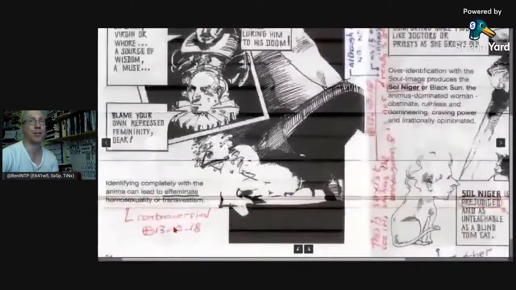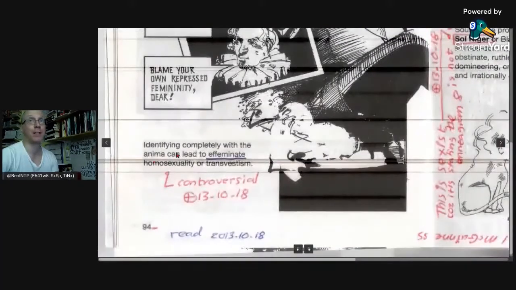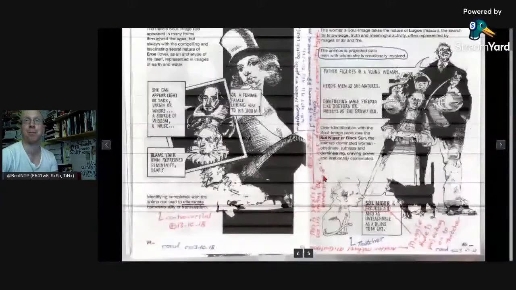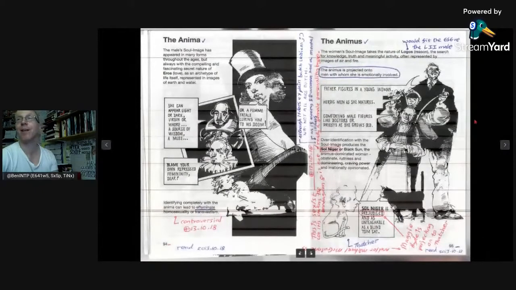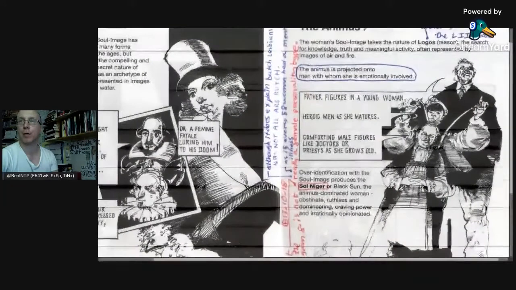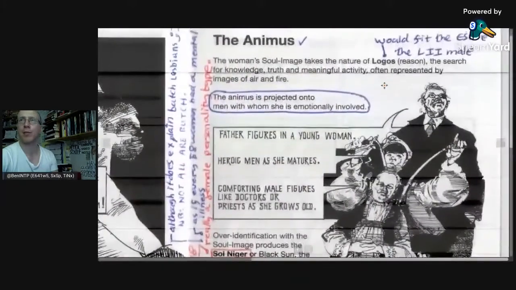And then this is controversial. Identifying completely with the anima can lead to effeminate homosexuality or transvestism. Controversial. And then we have the animus.